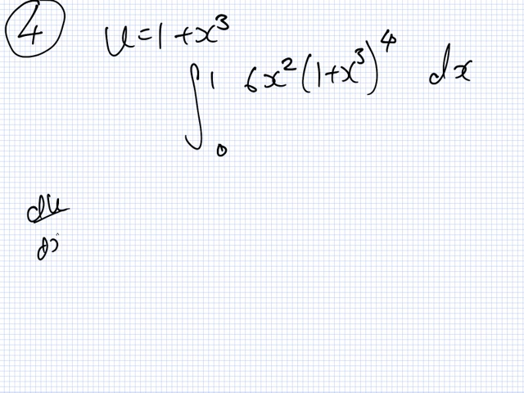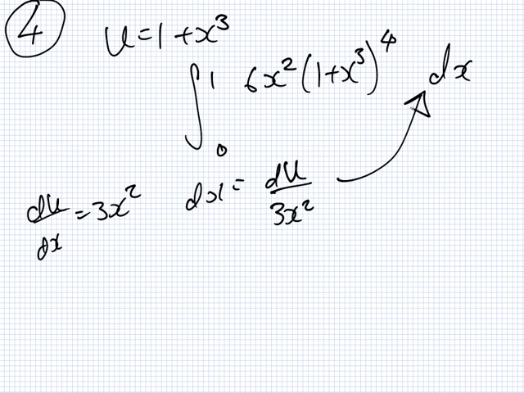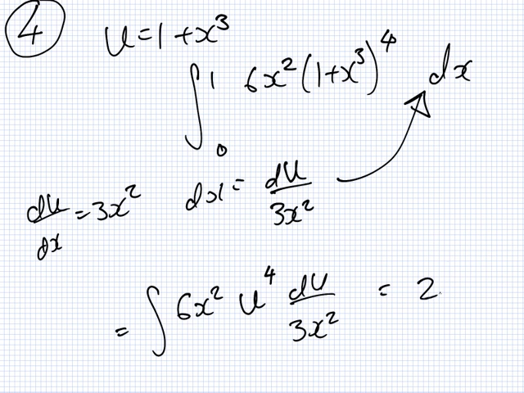So du/dx equals 3x squared, so dx equals du over 3x squared. So that goes in there. So this would be the integral of 6x squared u^4 du over 3x squared, which will be 2 times the integral of u^4 du, because that cancels with that twice.